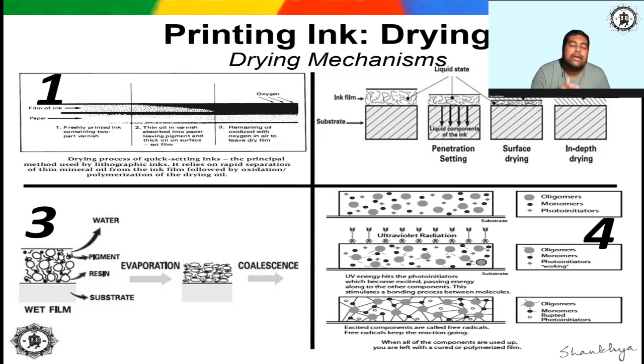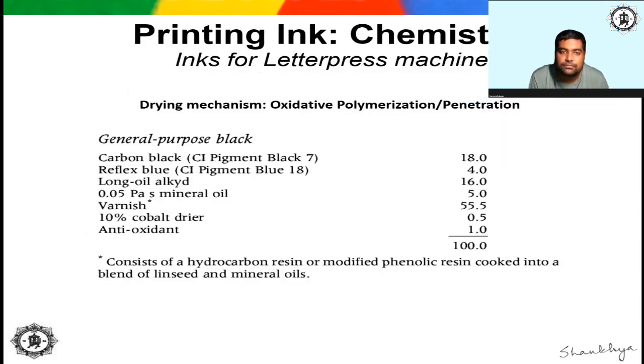Second is cold set, primarily through penetration, secondarily through oxidative polymerization. Third, primarily through evaporation, then through coalescence and surface drying. Fourth, only through UV curing or UV polymerization reaction. Okay, so hope this is clear. This is a very important slide. This is a very important part in the chapter.